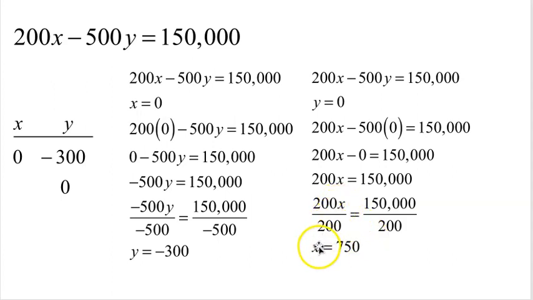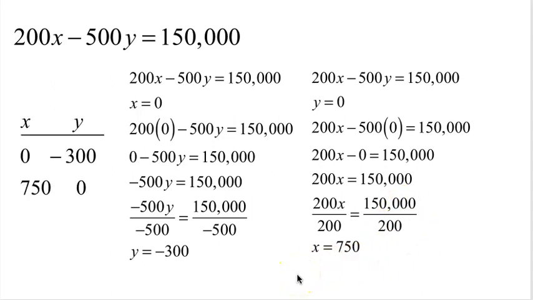200x divided by 200 is 1x. 150,000 divided by 200 is 750. So we have x is 750 when y is 0. That is the x-intercept. X is 0 and y is 300. That is the y-intercept. So we have the x-intercept and the y-intercept, 2 points on our graph. Let's take a look at what that line will look like.